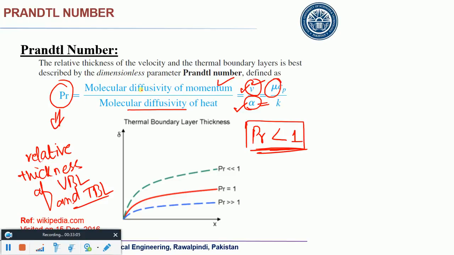Is there still any question? Sorry? This is not V, this is mu. Mu. Yes, mu. It means diffusion of friction.